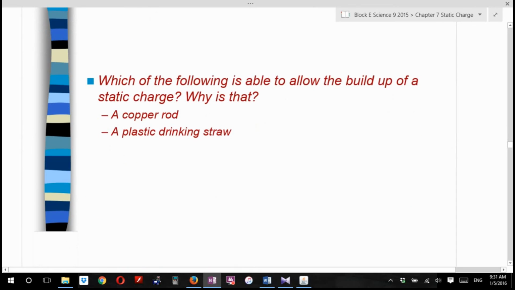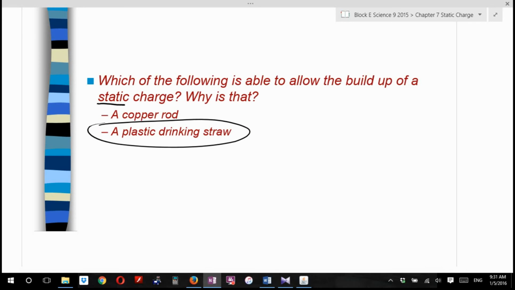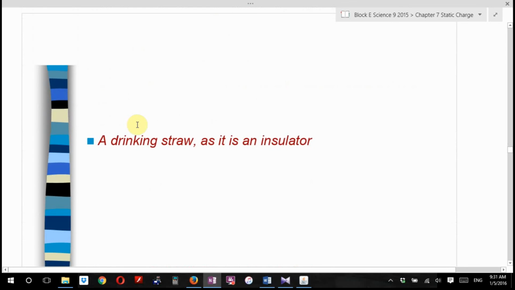Which of the following is able to allow the buildup of a static charge? Now the key word here is static. A copper rod or a plastic drinking straw? Yeah. You could add extra electrons and they'd be stuck there because they couldn't go anywhere. If you tried adding extra electrons to a copper rod, as soon as that copper rod touched anything else, they're gone. So I wrote here a drinking straw because it's an insulator. Put your pencils down.